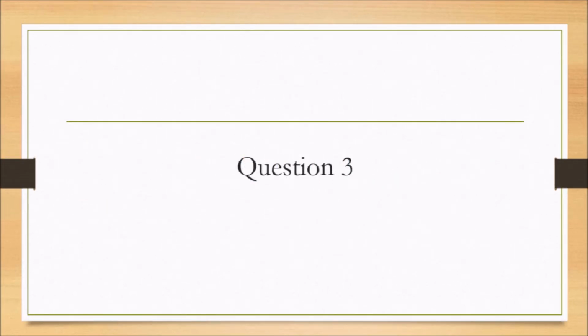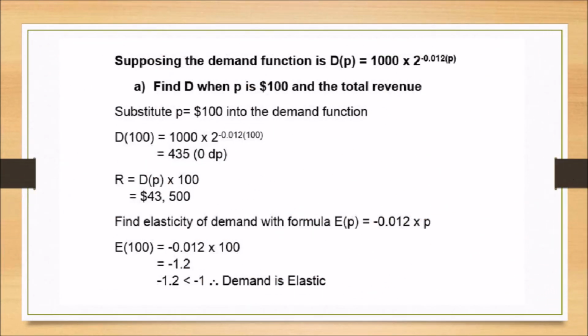Calculus and Economics, question 3. Supposing the demand function is D(P), which equals 1000 times 2 to the power of -0.012 times P. Find D when P is $100 and the total revenue. In order to find D, we substitute P of 100 into the demand function. This means it will read 1000 times 2 to the power of -0.012 times 100. After rounding to the nearest whole number, we get the answer of 435.